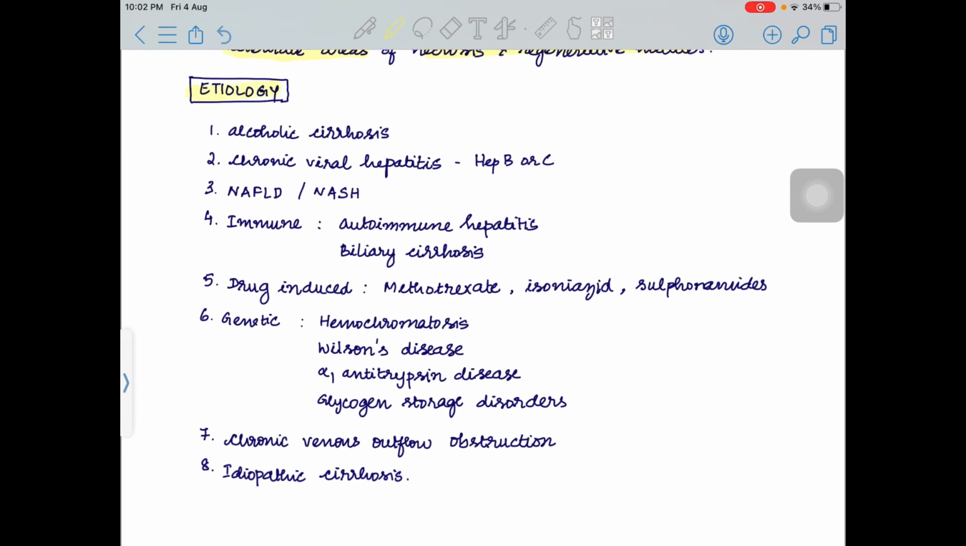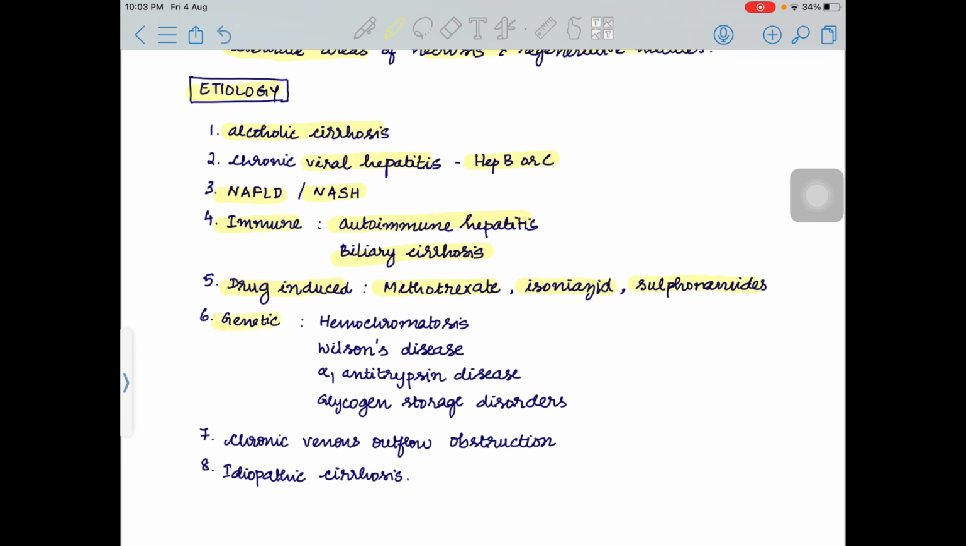Coming to the etiology, the most common cause is alcohol intake, alcoholic cirrhosis, and then the next most common cause is viral hepatitis, chronic viral hepatitis caused by hepatitis B or C virus. Next, non-alcoholic fatty liver disease, also called non-alcoholic steatohepatitis. Under the immune-mediated disorders, there is autoimmune hepatitis, biliary cirrhosis, both primary and secondary. Among drug-induced hepatitis, methotrexate is the most common drug, isoniazid, sulfonamides.